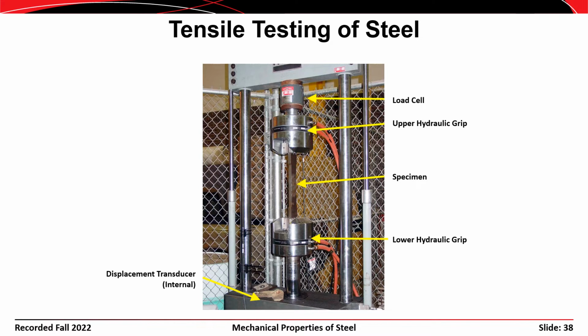Called out here is a load cell that measures the load that's applied. We have a displacement transducer that in this case is buried in the machine. And then we have two hydraulic grips here that make it easier to actually grip the specimen and install it in the machine.